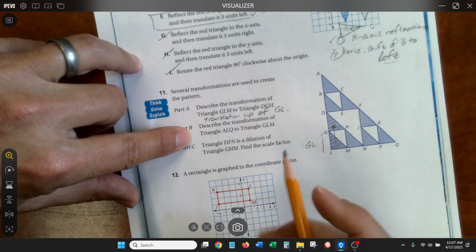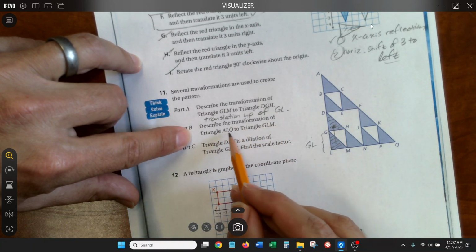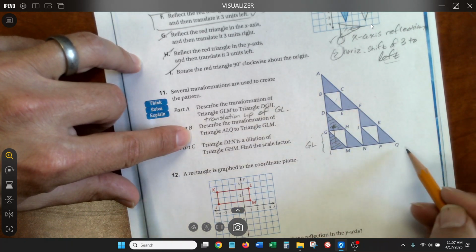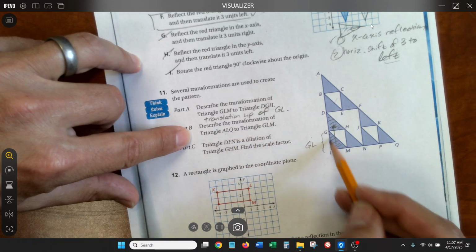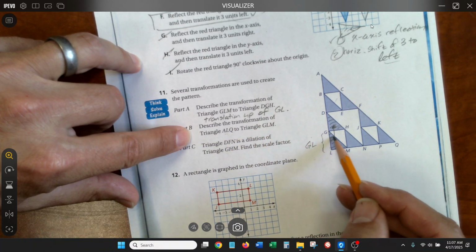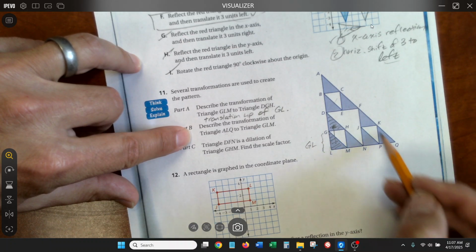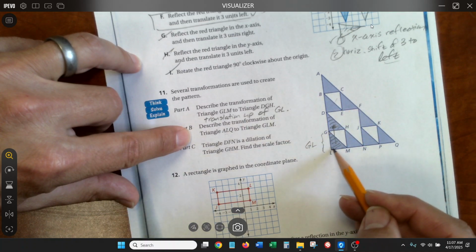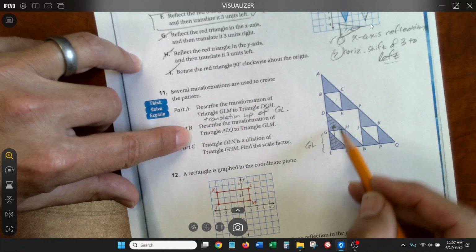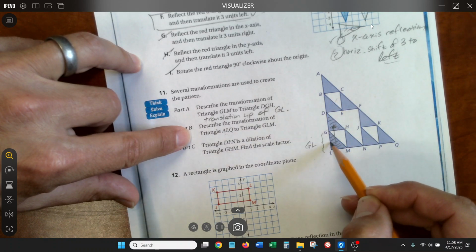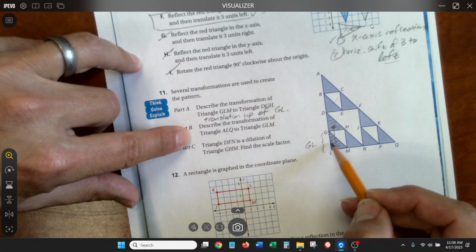Part B, describe the transformation of triangle ALQ. ALQ is the big one, the largest one here, to triangle GLM. GLM is that bottom one, lower left. So we took the big one and we shrunk it down to the small one, and you can see that each side of the big one is 4 times the length of the small one.